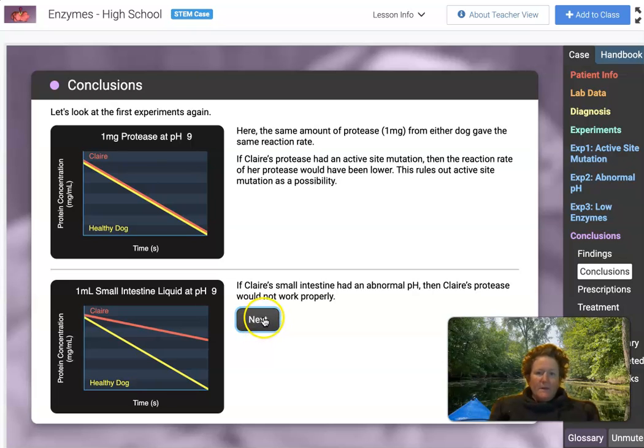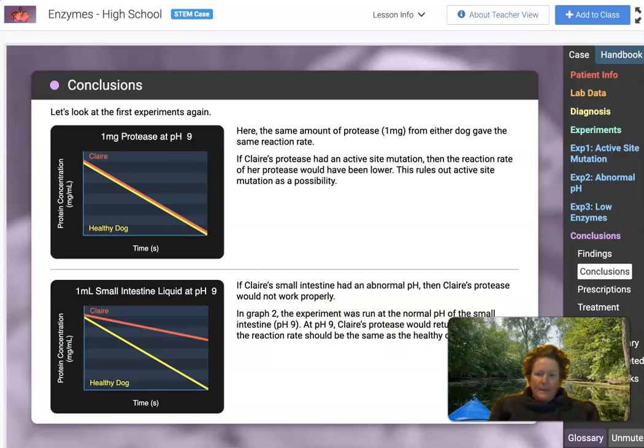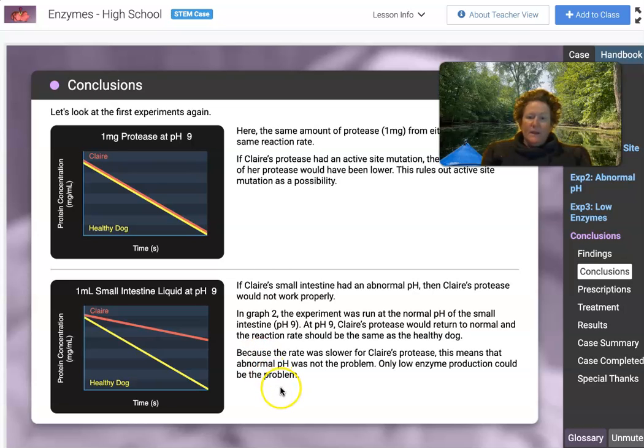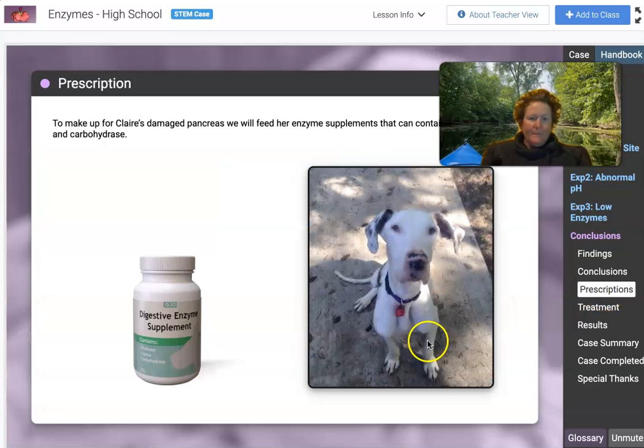If Claire's small intestine had an abnormal pH, then Claire's protease would not work properly. In graph 2, the experiment was run at normal pH of the small intestine. At pH 9, Claire's protease would return to normal and the reaction rate should be the same as a healthy dog. But it wasn't, so it's not the wrong pH. Only low enzyme could be the problem.